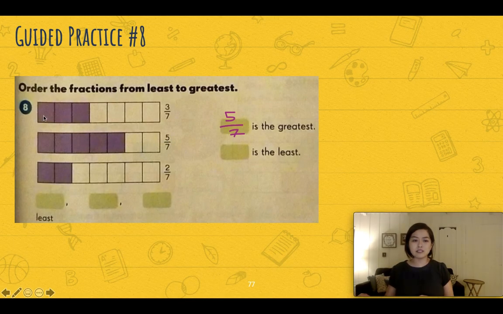Which one's the least? It'll either be the top model or the third model. Is it the top or bottom model? It looks like the bottom model is shaded less than the top model. So 2/7 is the least. Let's order it from least to greatest, it says. So the least fraction is 2/7, then the next one is 3/7, and then the next one is 5/7.